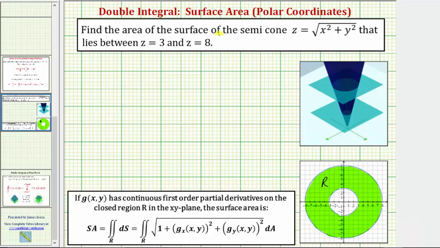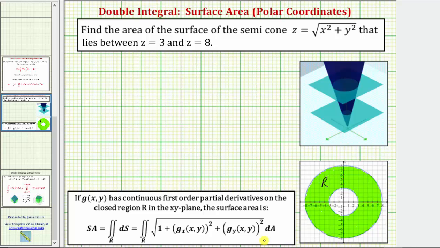We're asked to find the area of the surface of the semicone z equals the square root of the quantity x squared plus y squared that lies between z equals 3 and z equals 8. If the function of two variables, g of x comma y, has continuous first-order partial derivatives on the closed region R in the xy plane, the surface area can be determined using this double integral here.